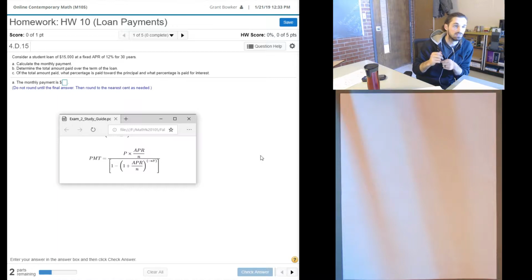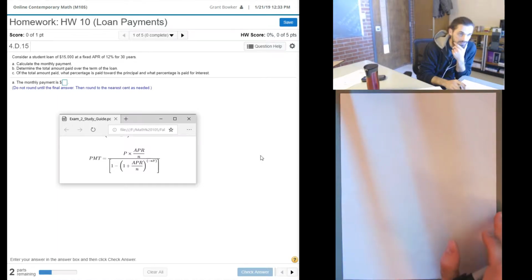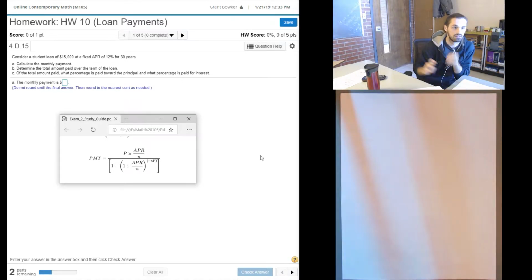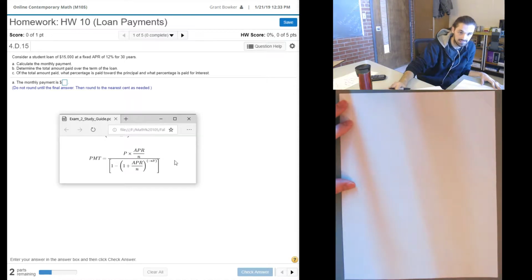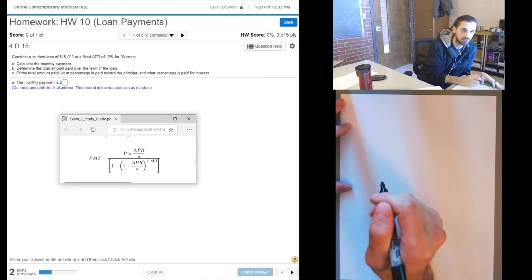Consider a student loan of $15,000 at a fixed APR of 12% for 30 years. Wow, why would you go over 30 years at only $15,000? Ridiculous. Okay, so calculate the monthly payment. Let's go ahead and utilize this formula to solve for the monthly payment.